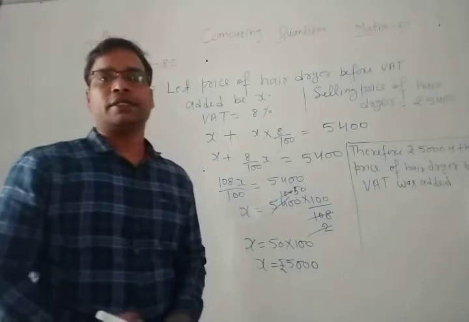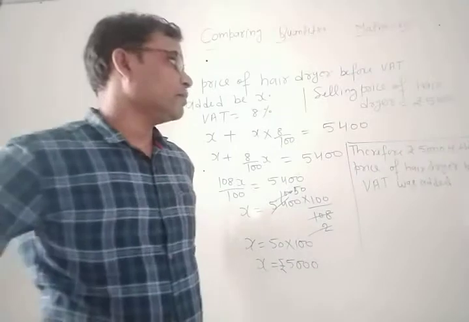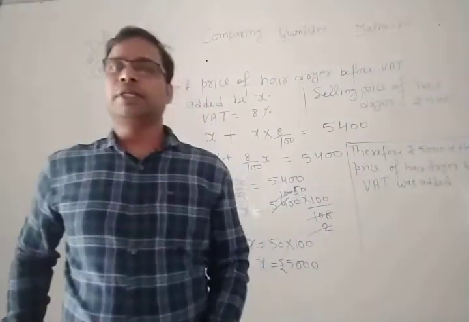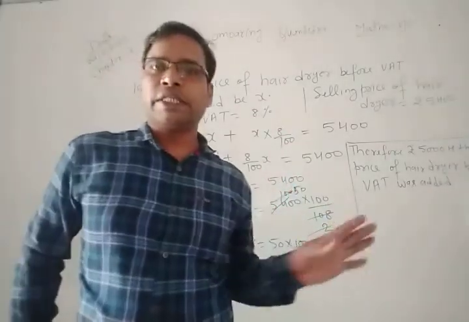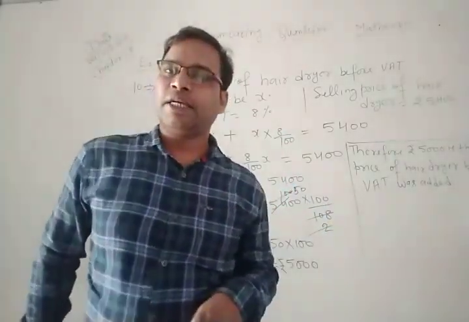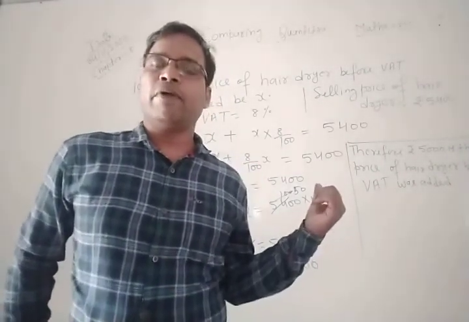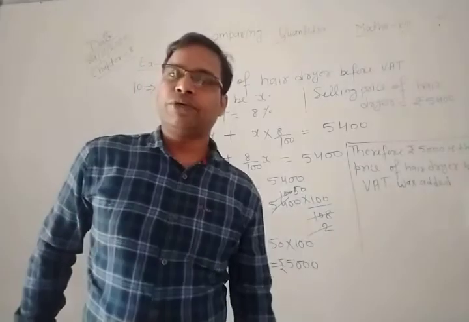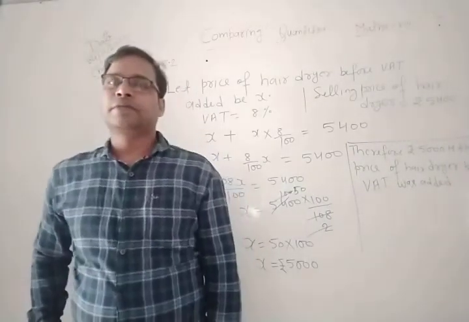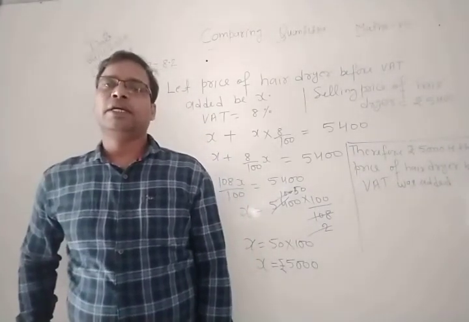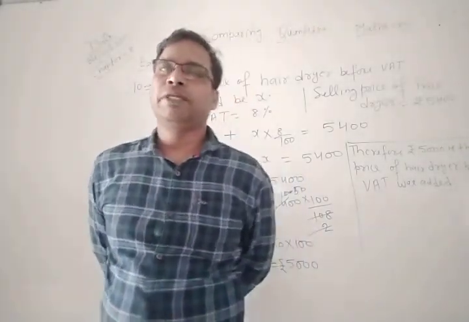Clear? So I hope all of you understood these questions. Now we are going to discuss the next question, number 11. This was question number 10. In this question, it is given that the selling price of the hair dryer is 5400 rupees, including its VAT of 8%. Okay. So we need to find the price of the hair dryer before VAT was added.